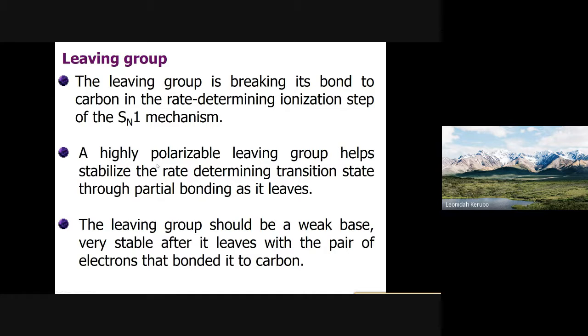What about leaving groups? The leaving group is breaking its bond to carbon in the rate determining or ionization step of the SN1 mechanism. A highly polarizable leaving group helps stabilize the rate determining transition state through partial bonding as it leaves, which we've already discussed. The leaving group should be a weak base, very stable after it leaves with the pair of electrons that bonded it to carbon. Of course, when it comes to alkyl halides, halides are good leaving groups because they are weak bases.